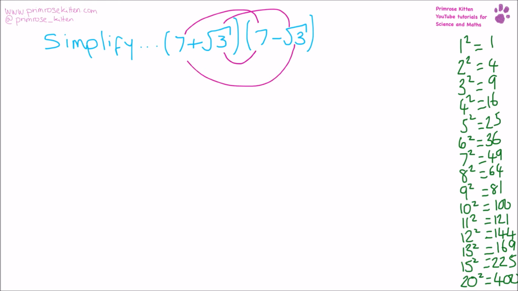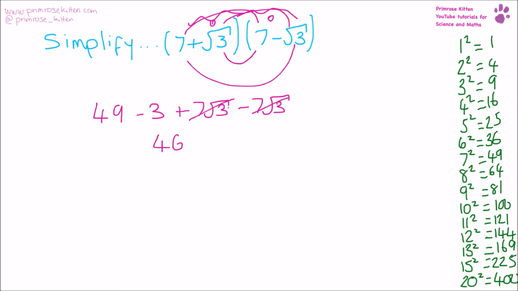Again, here is another one. So 7 times 7 is 49, plus the square root of 3 minus the square root of 3 is going to give us minus 3. So I've done that one and I've done that one. Plus 7 square root of 3 minus 7 square root of 3, because these two cancel out, gives us an answer of 49 minus 3, 46.